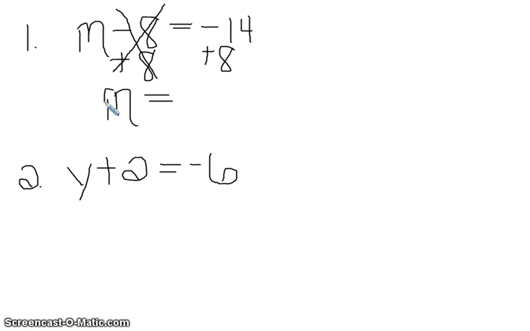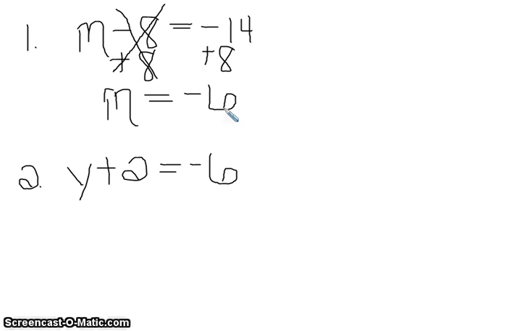And then you're going to add 8 to your negative 14, which gives you negative 6. Now be very careful, because if you subtract 8 from both sides, you will definitely not get negative 6, so make sure you're careful with your inverse operation.